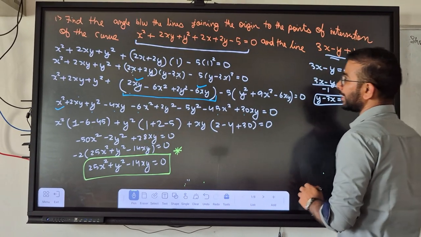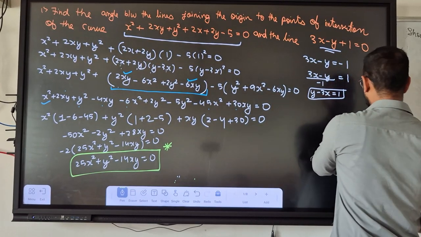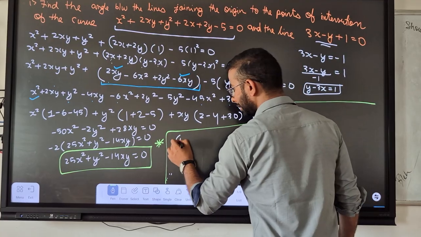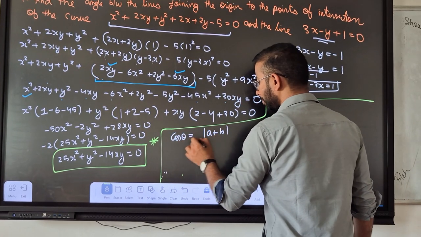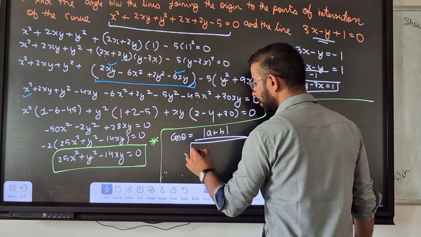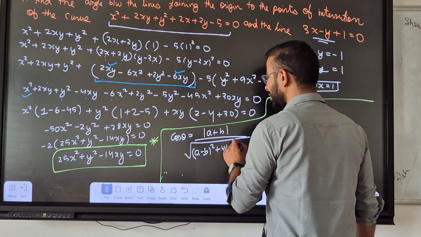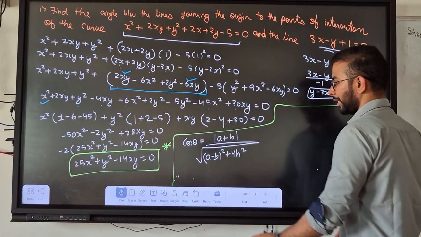Now the first part is done, right? Now you have to find out the angle between them. So let's find out the angle between them. So angle between them, what is the formula? The formula is cos theta is given as mod a plus b upon under root a minus b whole square plus 4h square. Okay, this is the formula. Now what is a, b, h? Let's find out that.